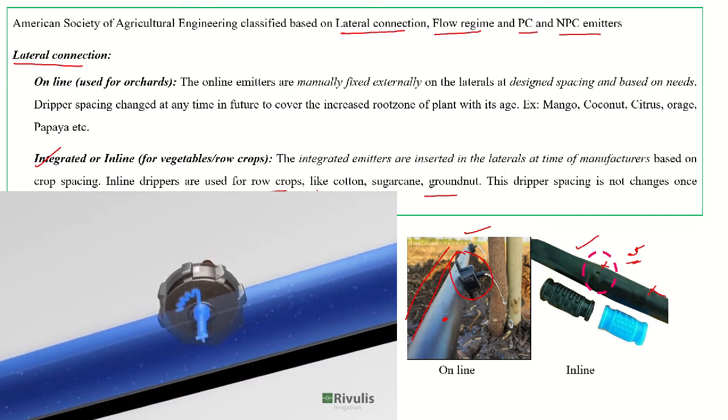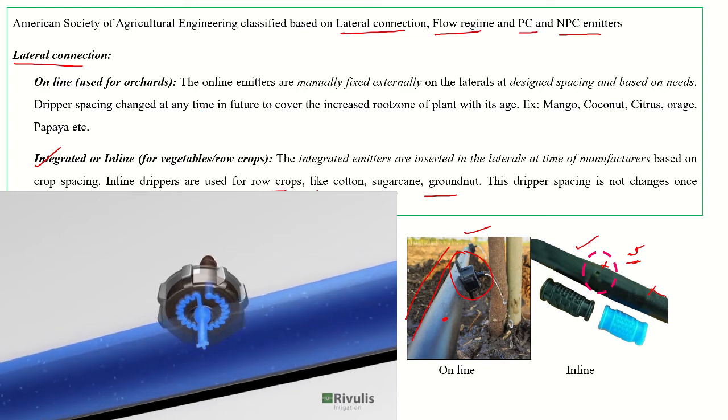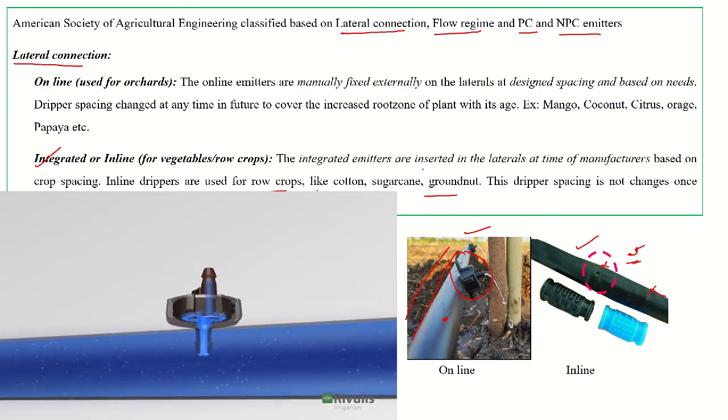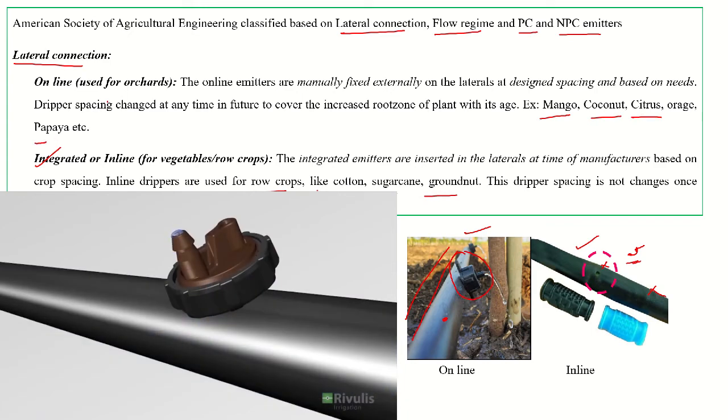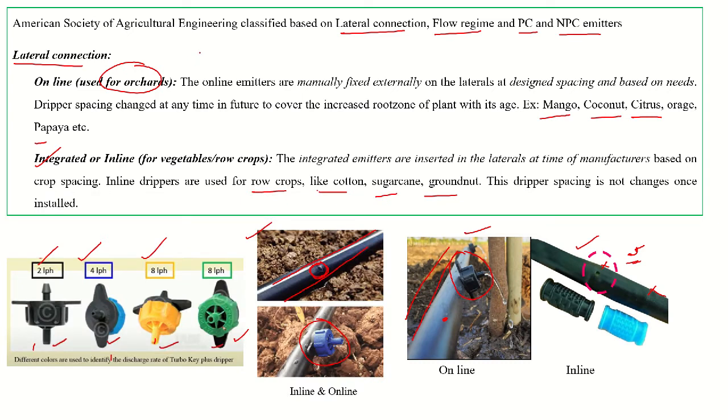The placement of online emitters may vary based on our requirement, and the spacing can also be changed. That is possible in online drippers. This type of emitter is mostly used for mango, coconut, citrus, or papaya orchards. This is the most important concept that is asked in the examination. Inline drippers are used for vegetable crops or row crops, whereas online drippers are used for orchard crops. Here the emitters are manually fixed.